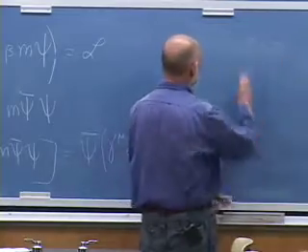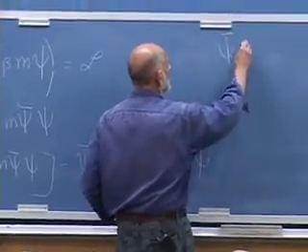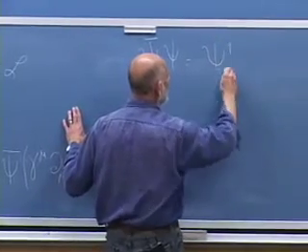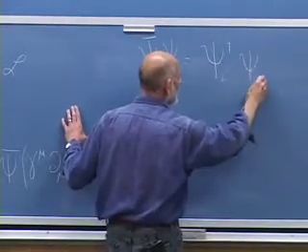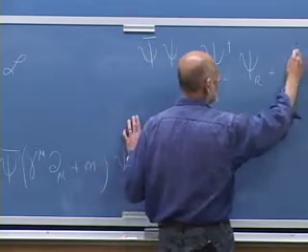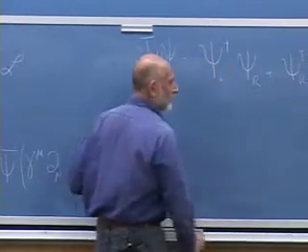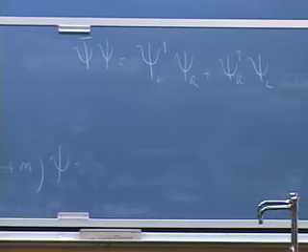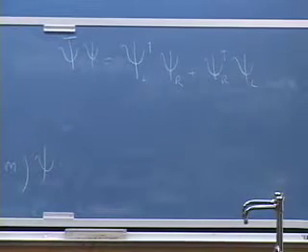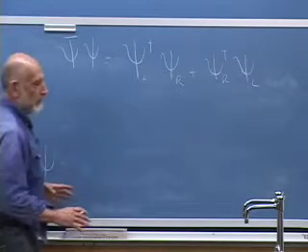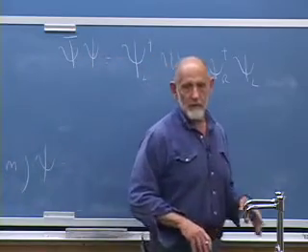Let's write it this way. It happens to be psi dagger left, psi right, plus psi dagger right, psi left. That's what it is. So the mass term here mixes up the left-handed and the right-handed particles. That's what a mass is, a Dirac mass is. It's a term in the Lagrangian.